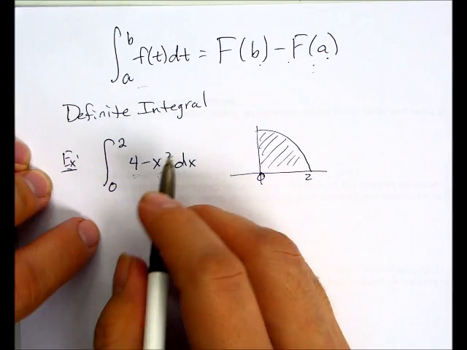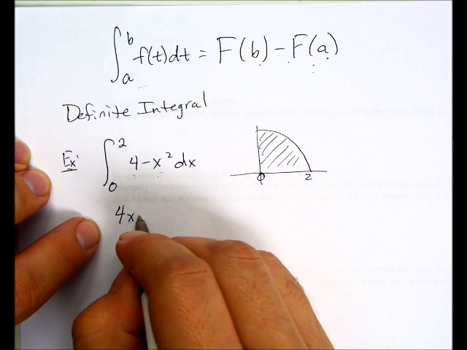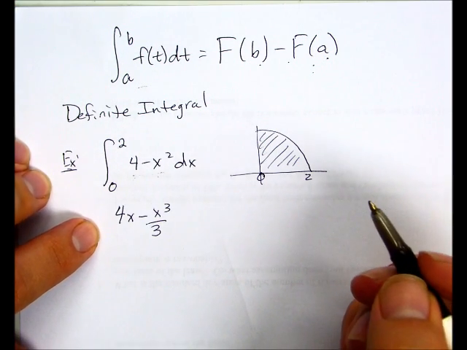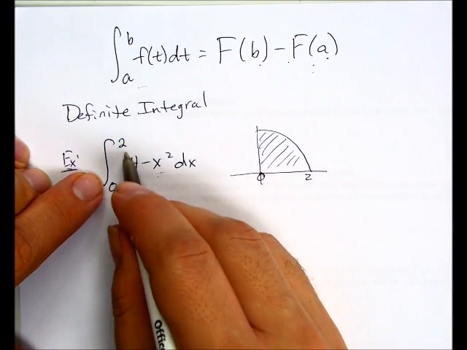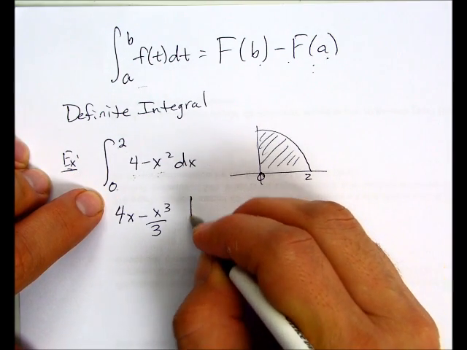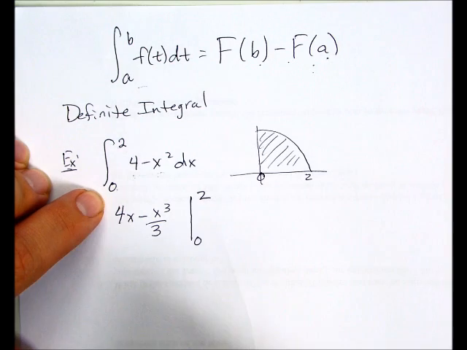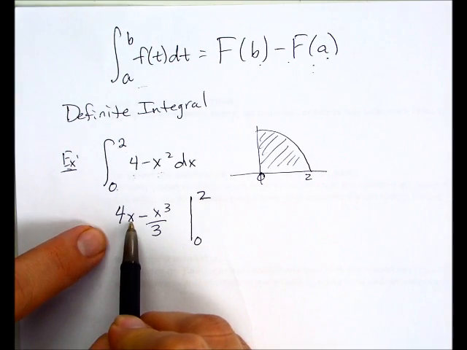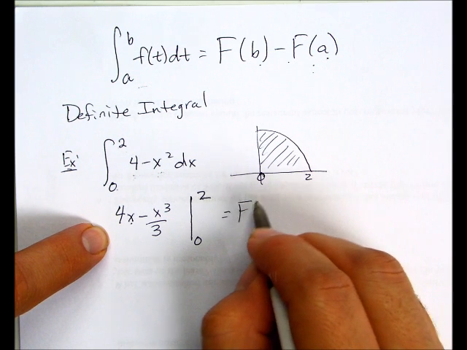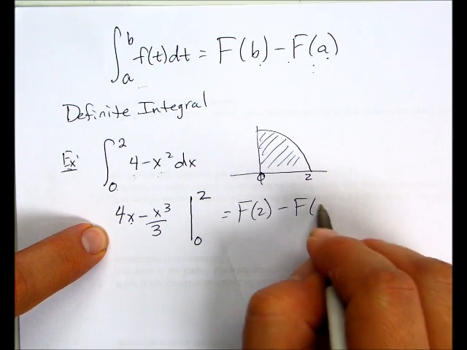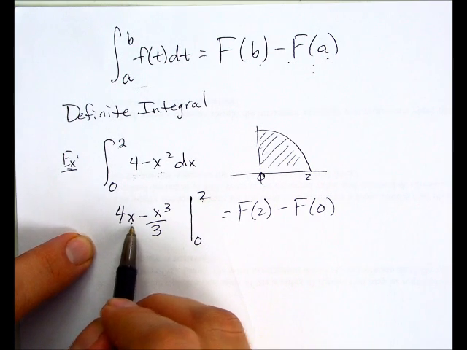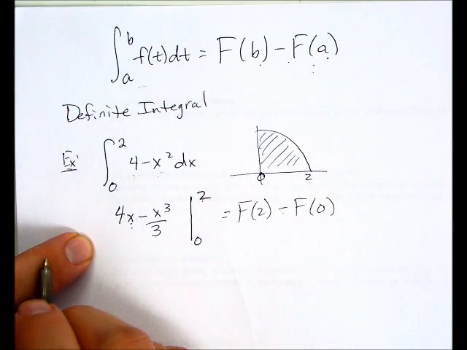So we're going to take the antiderivative, 4x minus x cubed over 3 using the power rule. Then we're going to evaluate that from 0 to 2, and usually we're going to mark that with a little line, 0 to 2. And I'm going to evaluate that by putting 2 in here. So F of 2 minus F of 0. So I'm going to plug in 2 for x and minus plug in 0.